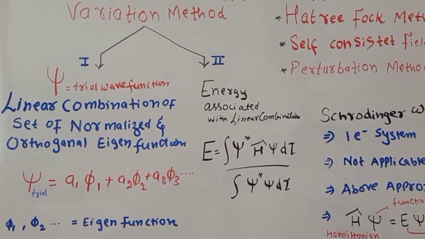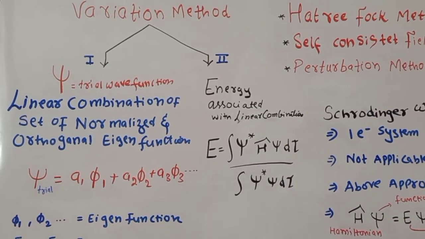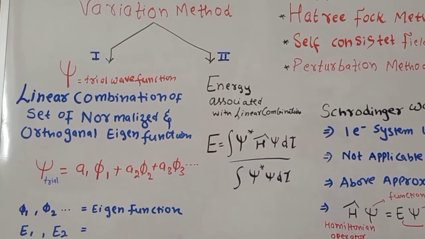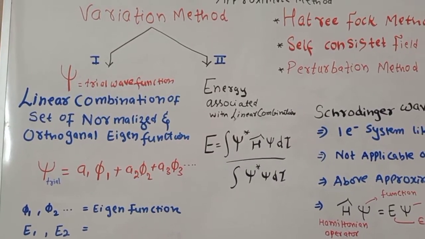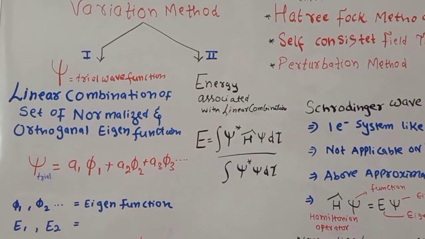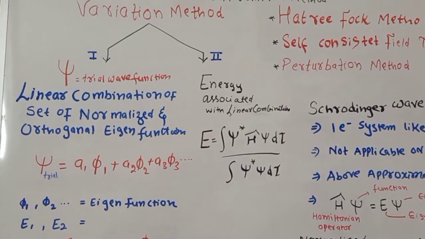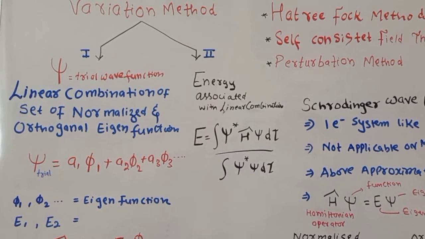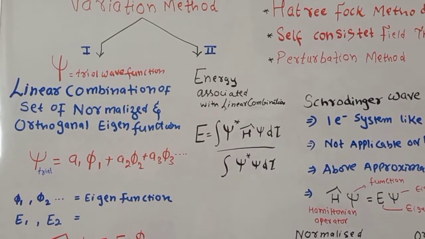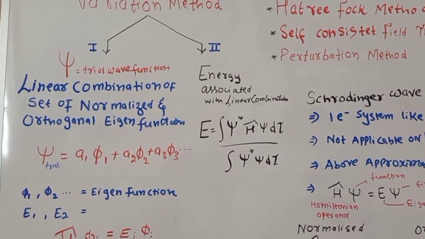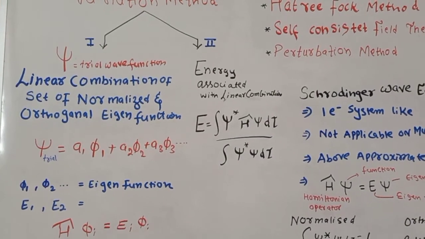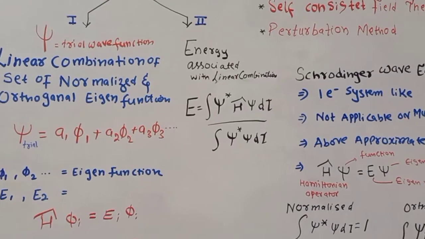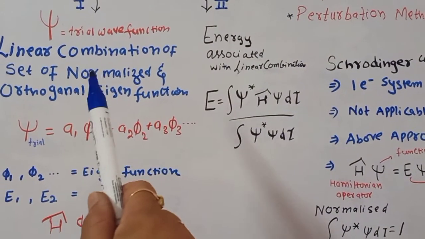First we will consider some trial wave functions, and these trial wave functions are considered to be a set of normalized and orthogonal eigenfunctions. So what is the first point in the variation method? First we have to start by considering the wave function psi as a linear combination of the set of normalized and orthogonal eigenfunctions. So what are these words, eigenfunctions, normalized and orthogonal?